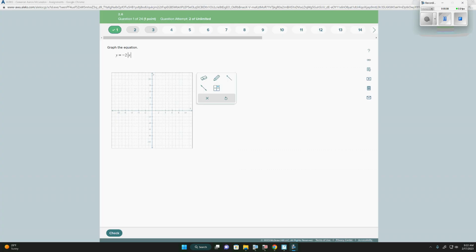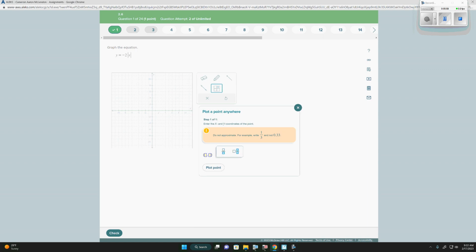So if we're wanting to plot these points here, we can plug in the point 0, 0. So 0, 0, we can say plot. The next one we had was negative 1, negative 2, plot. And then we also had 1, negative 2. And we get this here.